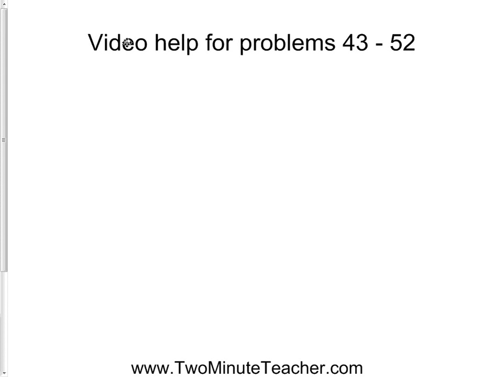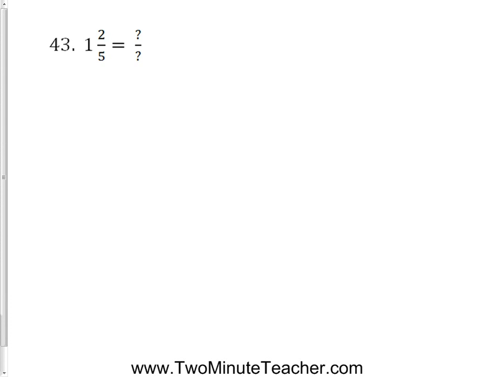Okay, let's talk about 43 through 52. 43. 1 and 2/5 is equal to what? Well, this is just like 1 plus 2/5. Okay, and what we're trying to do here is make this into one big fraction. Instead of a number in a fraction, we want to make one big fraction out of it, which will tell us how many total fifths we have.